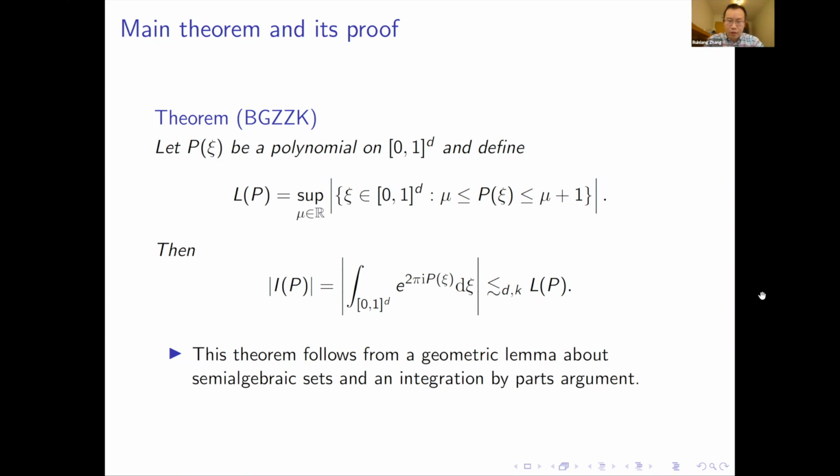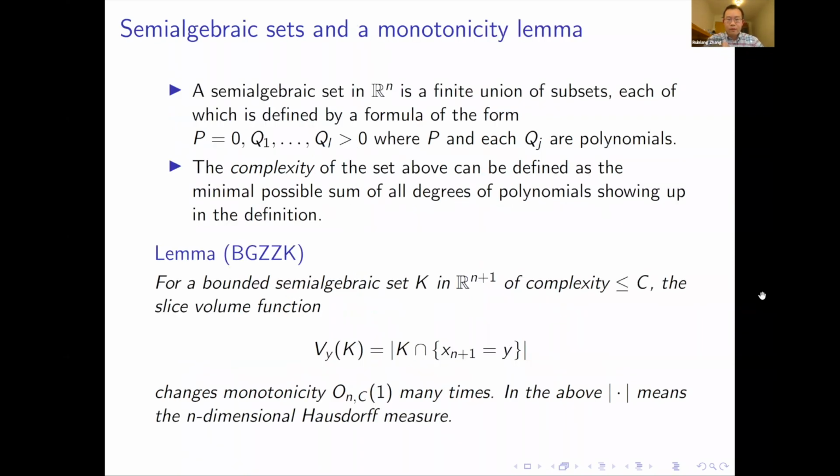So maybe let's get right to the lemma. A semi-algebraic set is a finite union of subsets, and each subset is defined by a couple of equations and inequalities with polynomials. And we can call the complexity of the set the minimal possible sum of all the degrees of polynomials. So we only care about sets with bounded complexity. You don't need to worry too much about this complexity notion. We just need the intuition that a set has bounded complexity if you can define it without too many unions and without too many polynomials, without too many degrees.